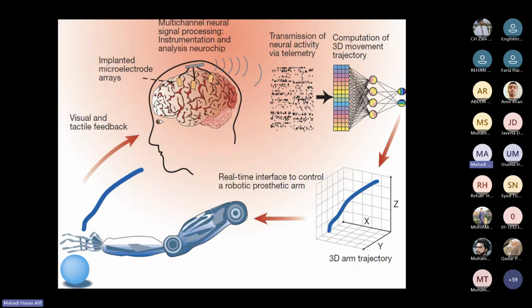Okay, so this is a rough map of how things work with neuroprosthetics. There are implanted microelectrode arrays where we are taking the signals from. Then we have different things happening, like here we have the computation of the 3D movement trajectory. Then we are computing this into some real-time interface that is implemented on the arm itself. So this is a cycle that works in this circular way.